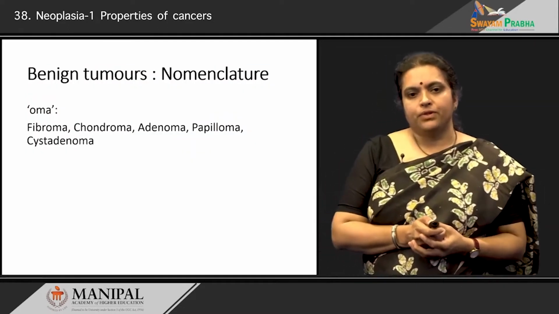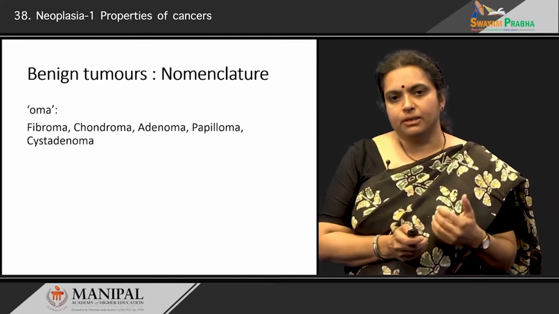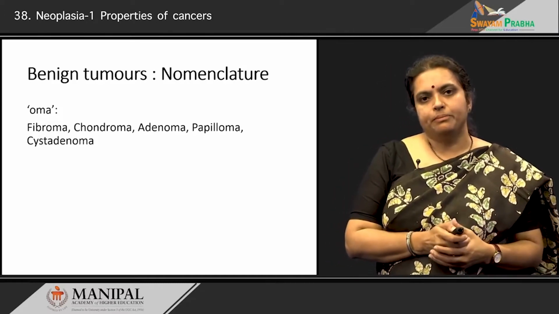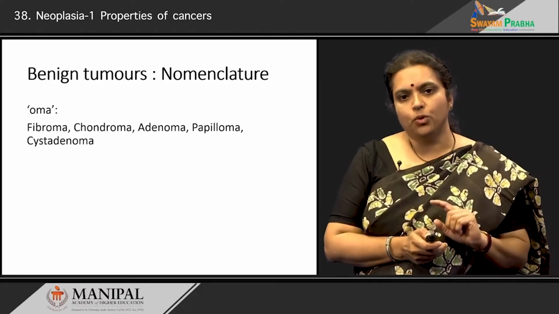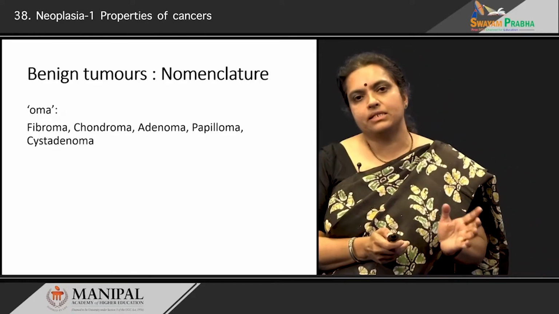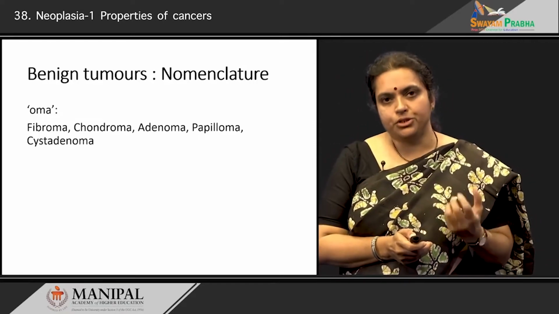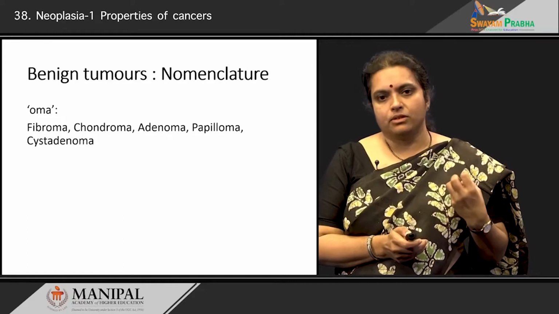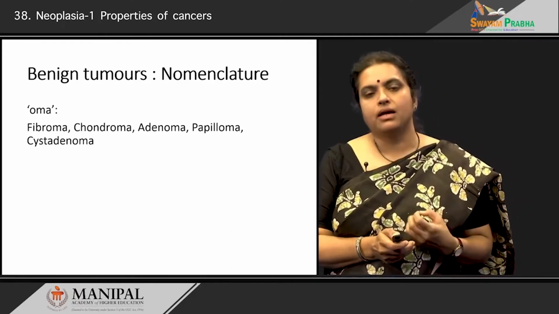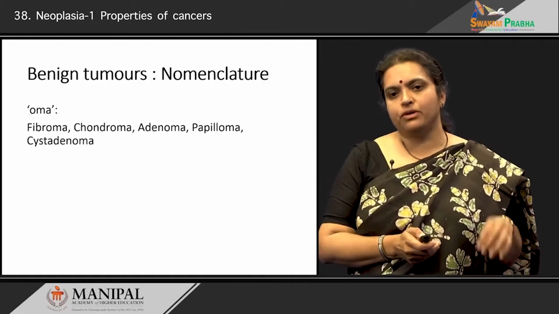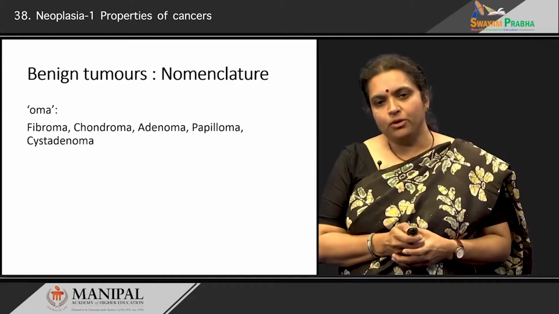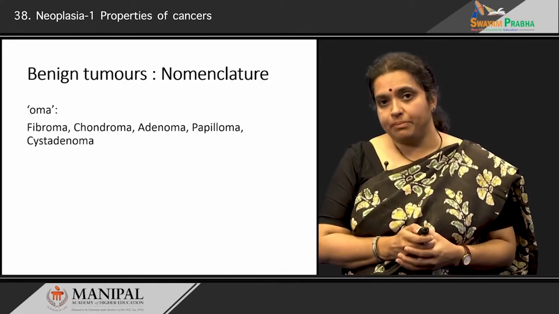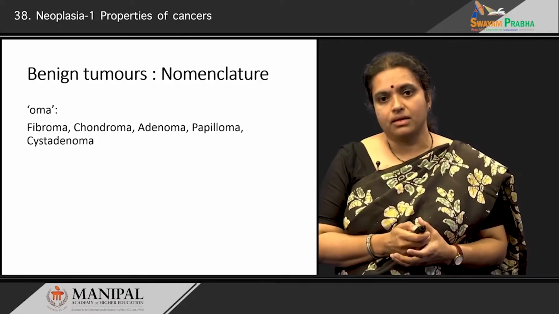Right. Now, you also have a separate set of nomenclature for benign and malignant tumors. For the benign tumors, we attach an -oma. For instance, you have a fibroma, which is a tumor that occurs from the fibrous tissue, chondroma that has cartilaginous or chondrocytic differentiation, adenoma where the benign tumor forms gland-like structures, papilloma where there are finger-like projections on a surface, those are known as papillomas, such as those you get on the skin and so on.